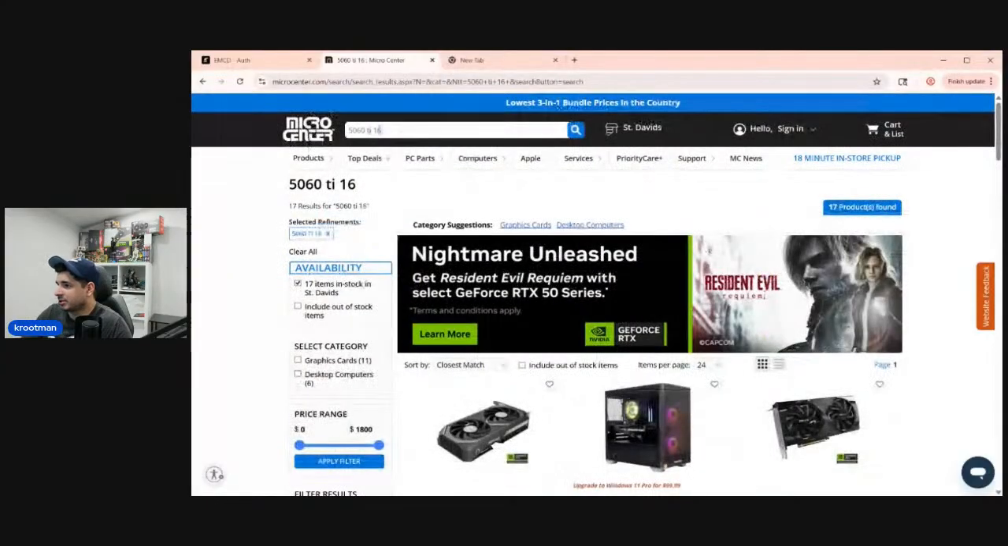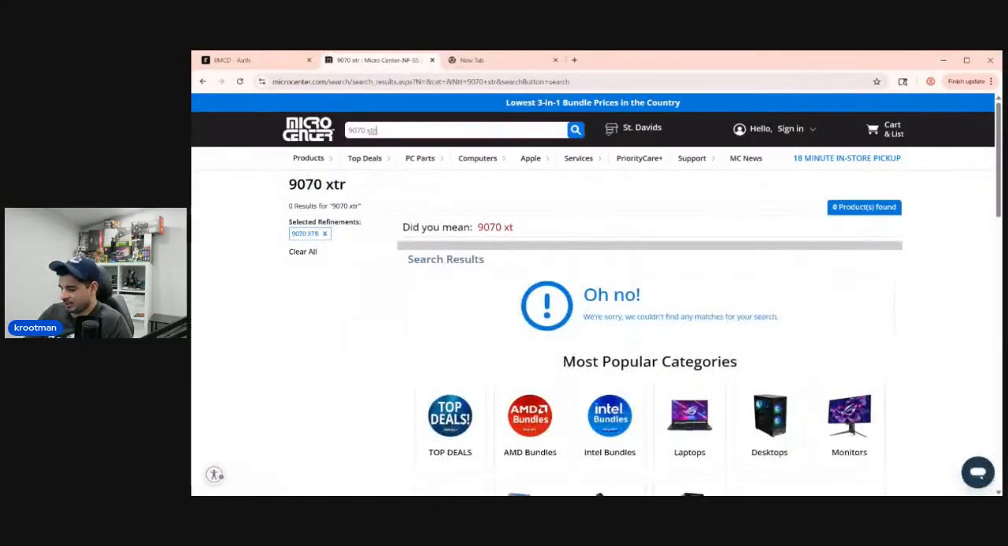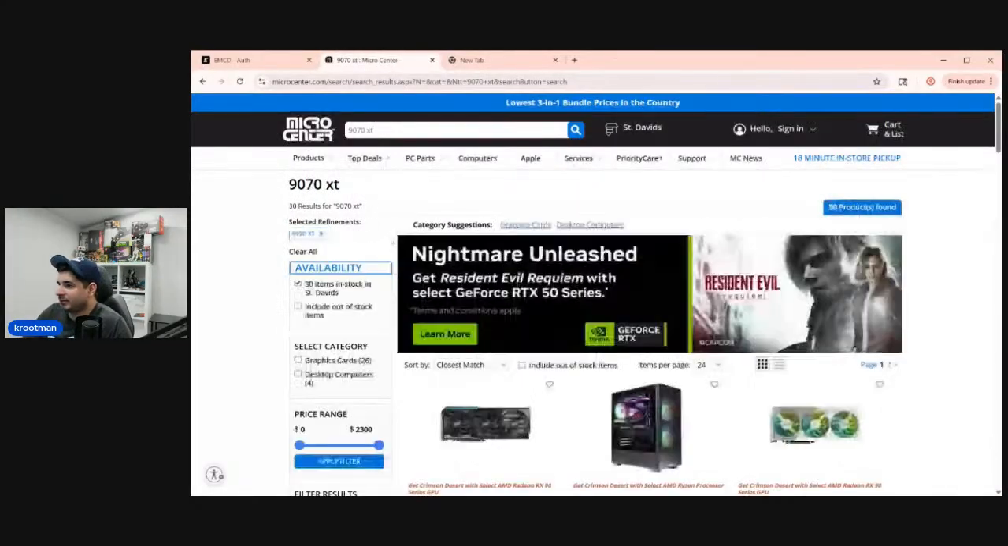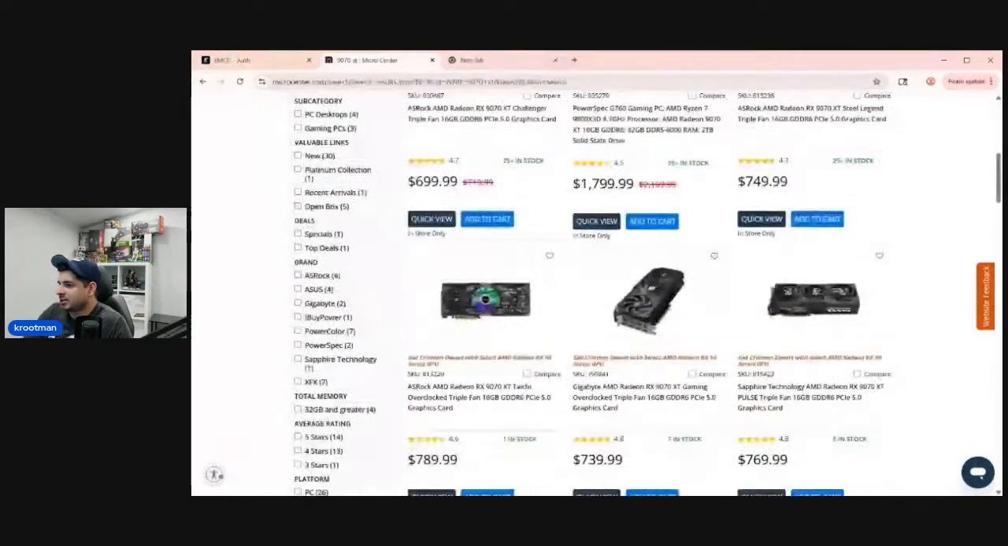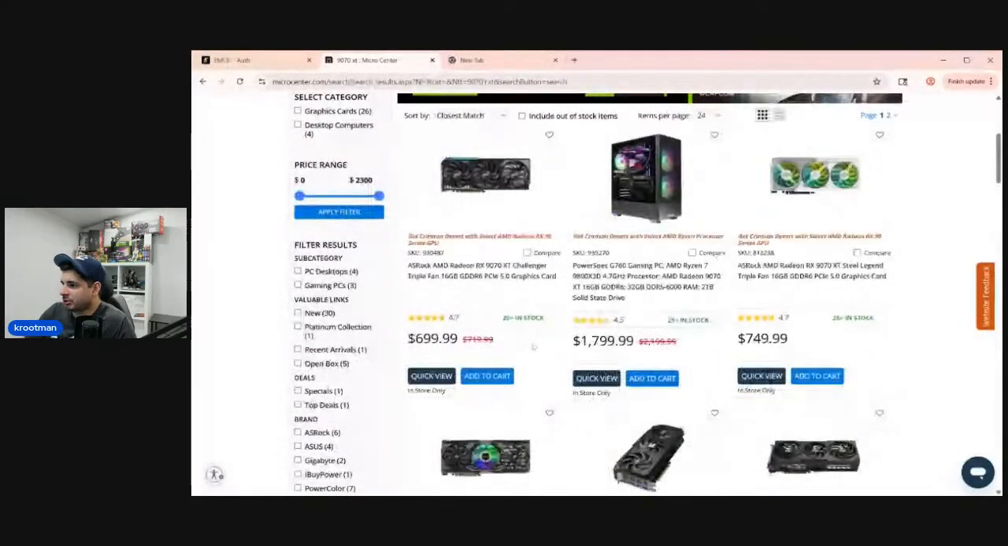There's no reason. Now let's look at the 9070 XT and see where that's at. Not XTR. I would like to see an XTR model. All right, so you can still get them for $700. So the Challenger is a good one, and I would pay $700 for a 9070 XT all day. I think that's a fantastic value, and I think you can't go wrong with it.